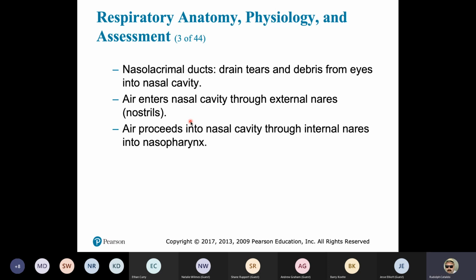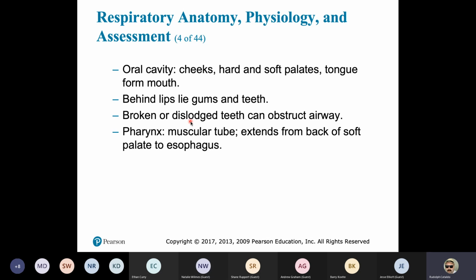When we breathe in, air enters the nasal or external nares. I shouldn't have to go too in depth with that. That's pretty self-explanatory.